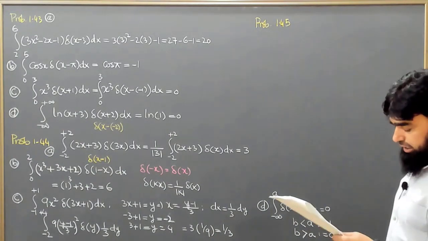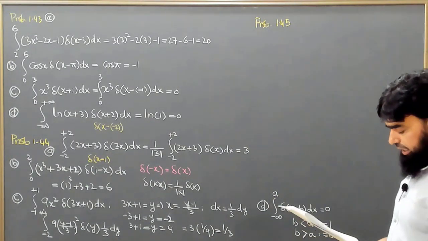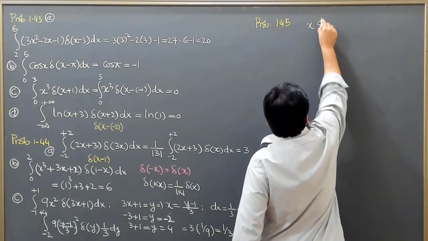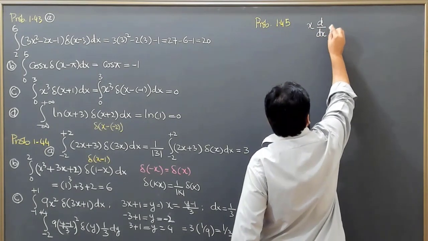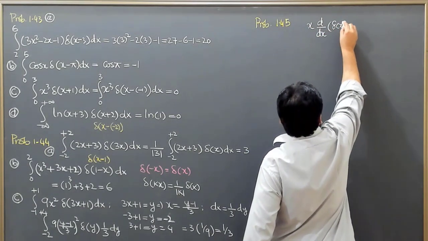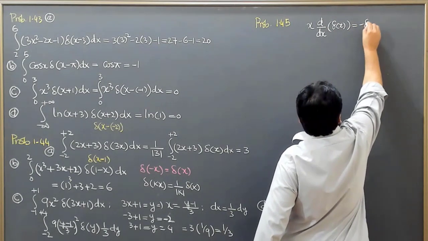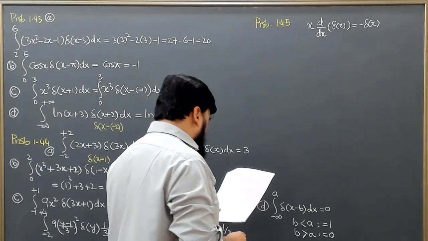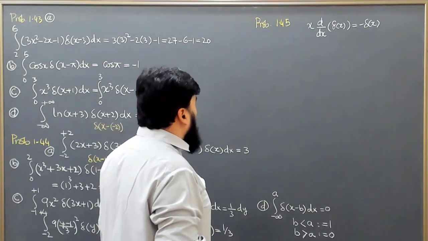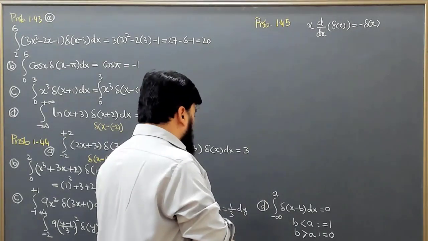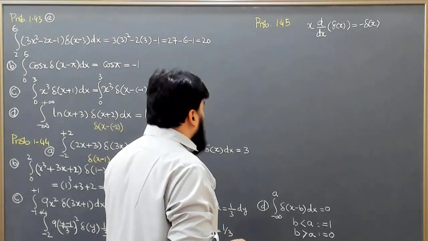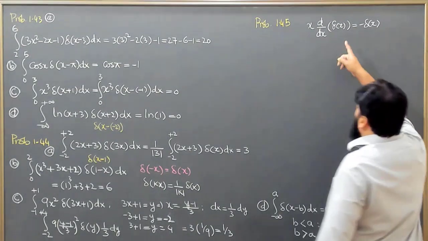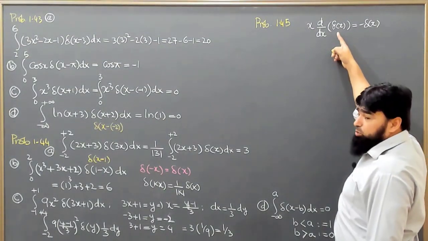We have already done this one, so I will do part A, and this is x times d over dx of delta x, and prove that this is equal to minus delta x. So this is easy. We will do integration by parts, and the very critical thing here is that we select our first and second functions in a way that it comes out like this.